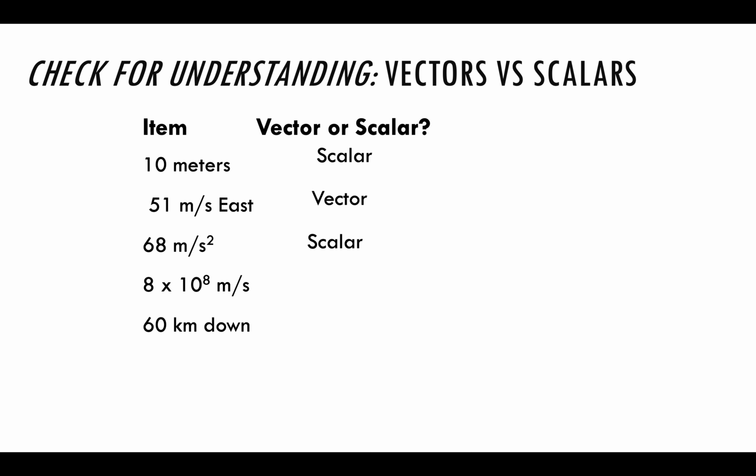The next one, 8 times 10 to the 8th meters per second, is also a scalar because, again, there's no direction included. And the last one, 60 kilometers down, is a vector because you do have a direction. It's that simple. If it includes direction, it's a vector. If it doesn't, it's a scalar.